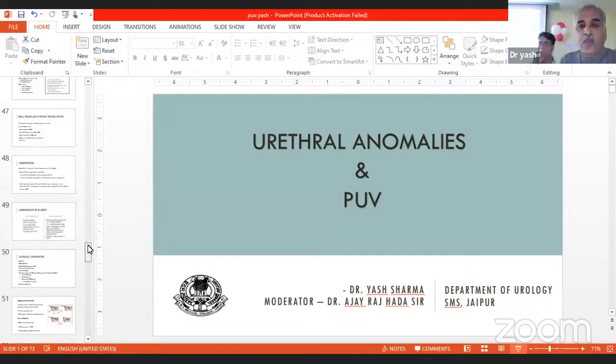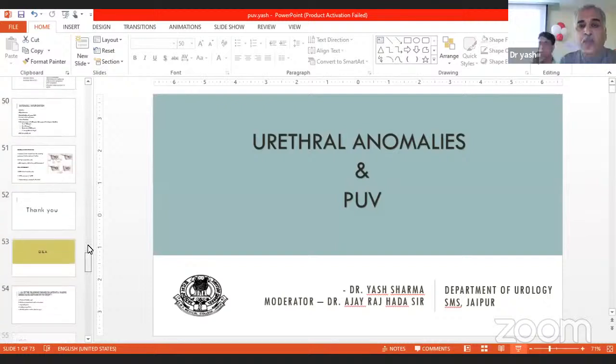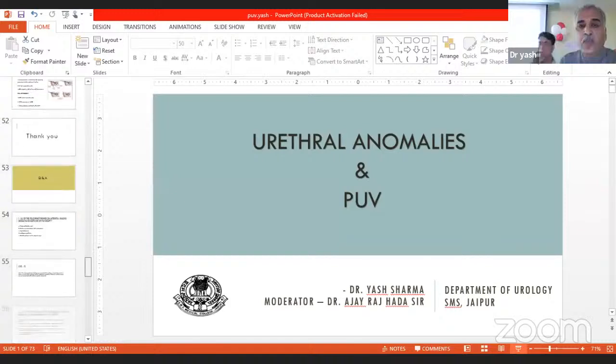The first question is: all the following findings of antenatal imaging should raise a suspicion of posterior valve, except: a thickened bladder wall, bilateral hydroureteronephrosis, oligohydramnios, ambiguous genitalia, and dilated posterior urethra. And right, so all the findings are characteristic findings of the posterior valve, except the ambiguous genitalia.